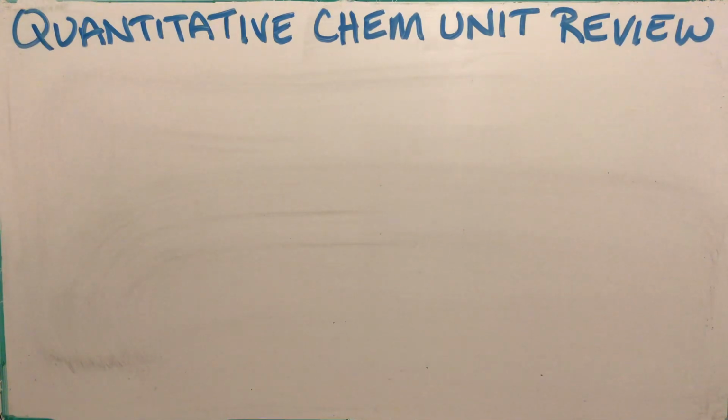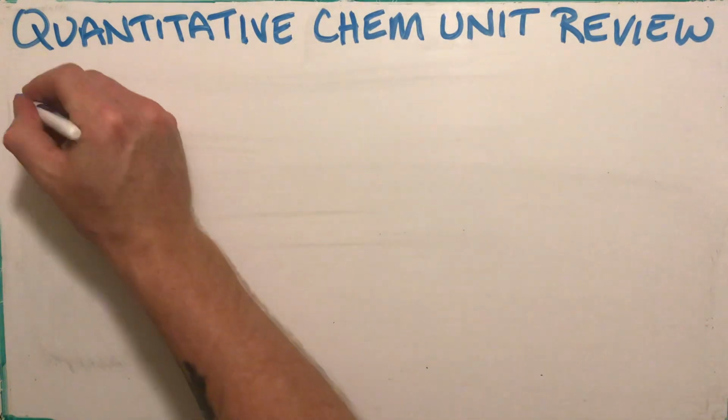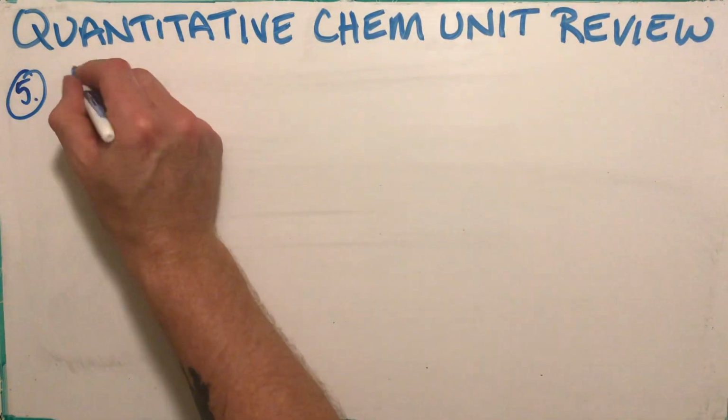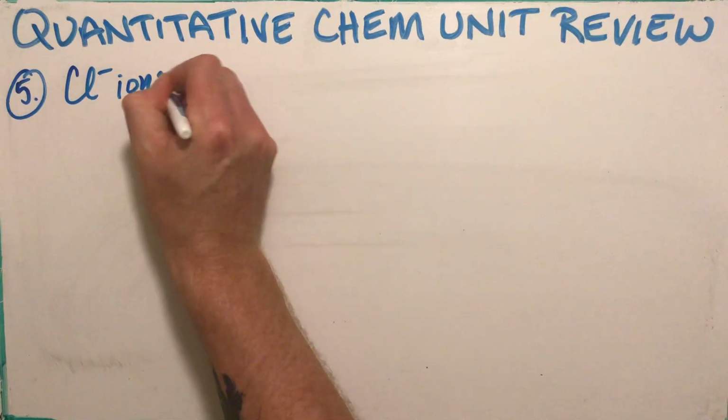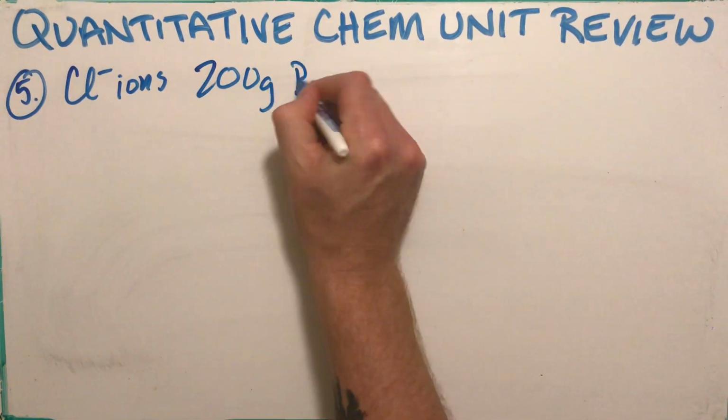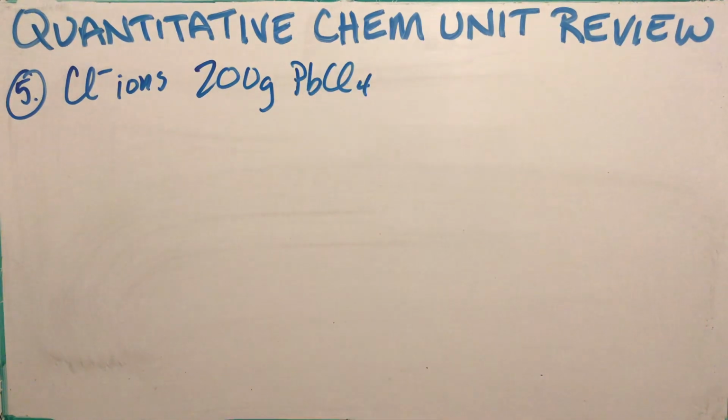Let's do number 5. Number 5's got a little bit of everything in it. All right, number 5. With number 5, what you're looking for is chloride ions in 200 grams of lead(IV) chloride.